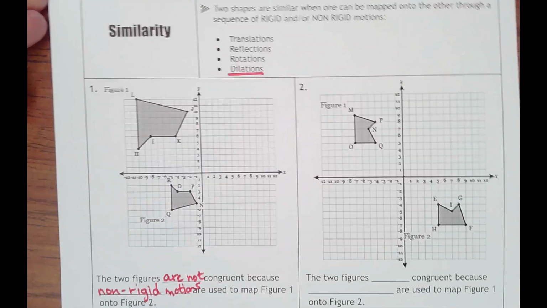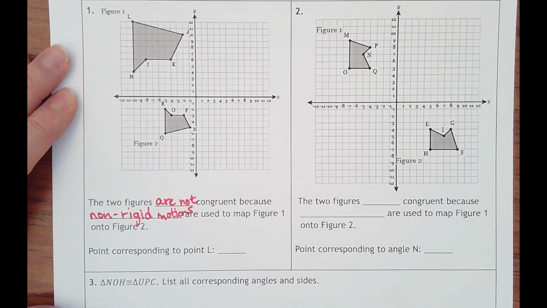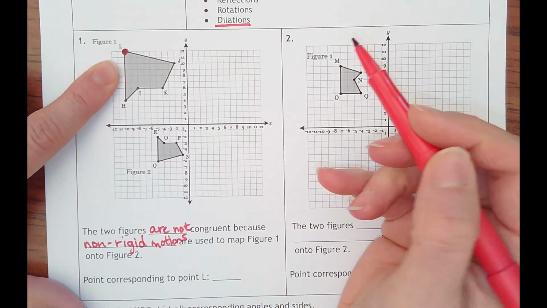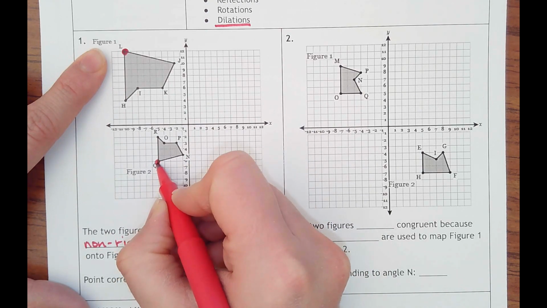And then some of the lessons will have you pick a corresponding point. So what corresponds to point L, which is right here? You can see that's where these longer sides come together. So it looks like that would be the same as point Q.